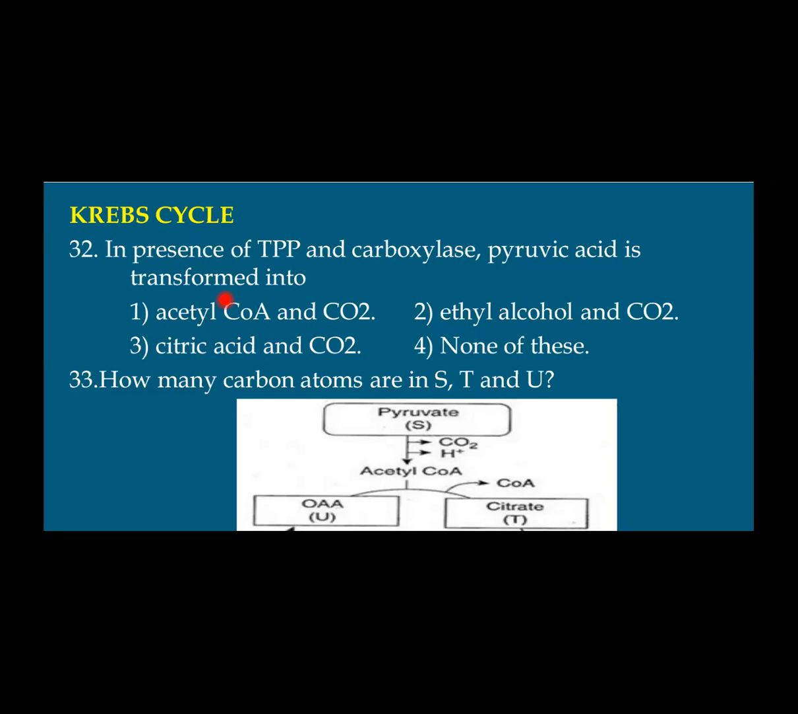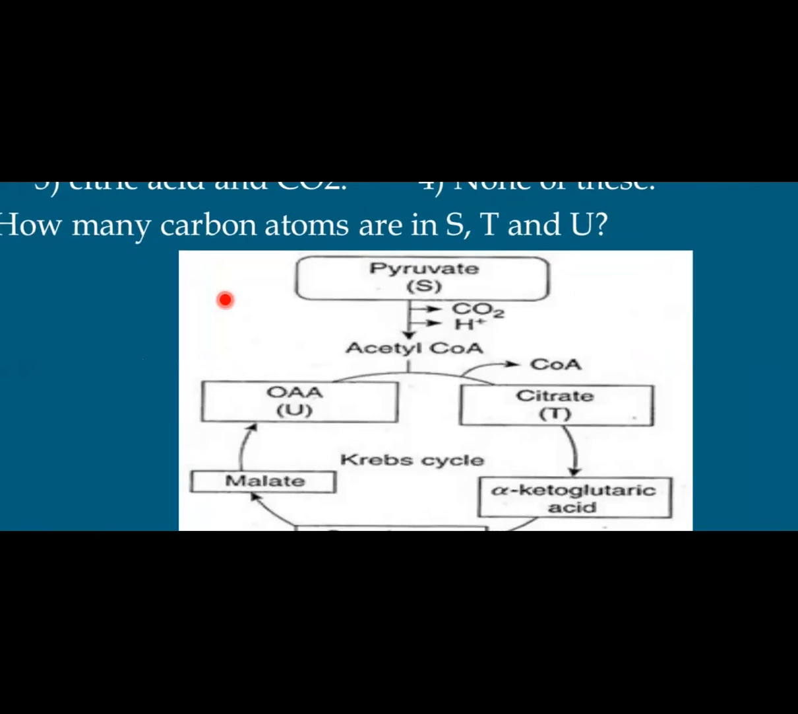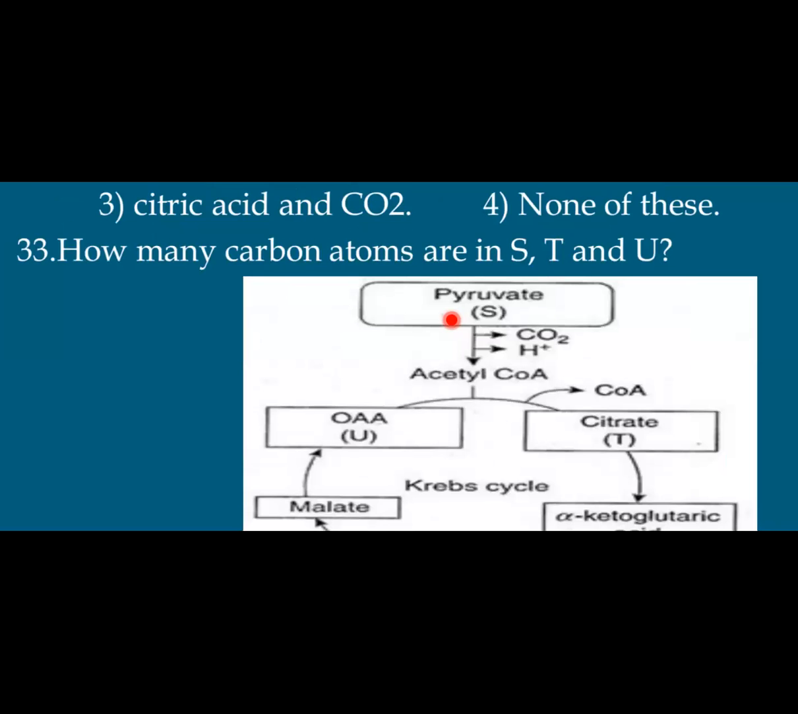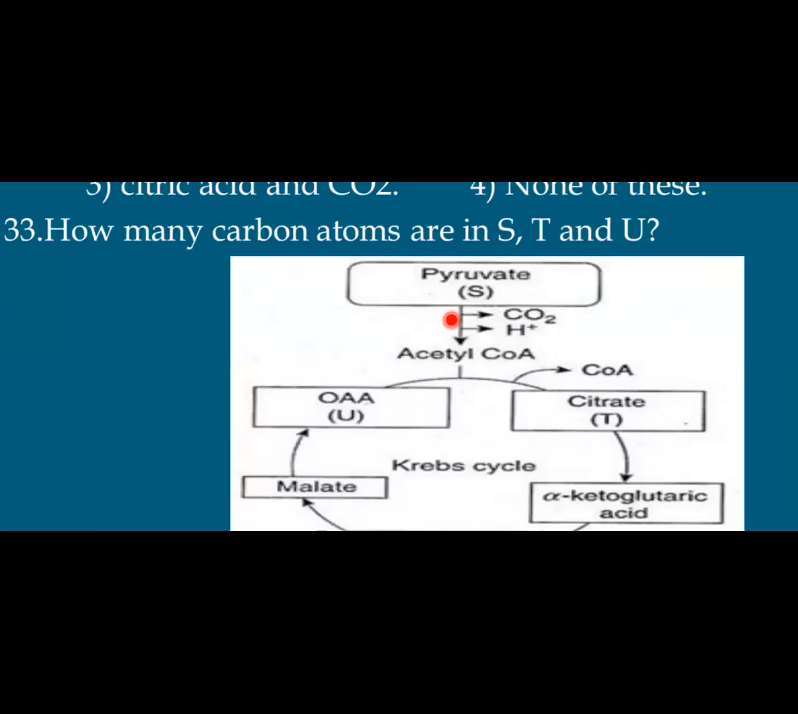Same thing you can see here on the main screen. In the diagram you can see pyruvate converting into acetyl CoA with the liberation of a carbon dioxide molecule. So related to that, the question is asked. Now let us come to the next question, question 33. How many carbon atoms are in S, T and U? You have to understand, students, the number of carbon atoms in compound S, compound T and compound U.